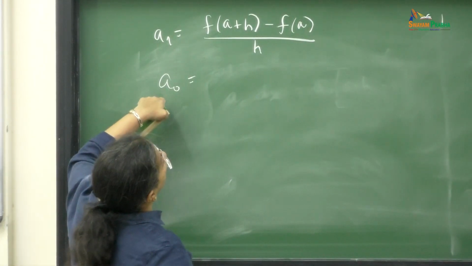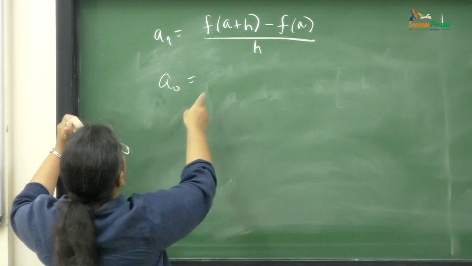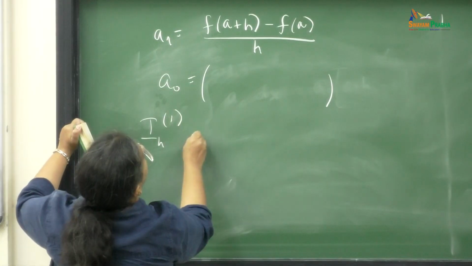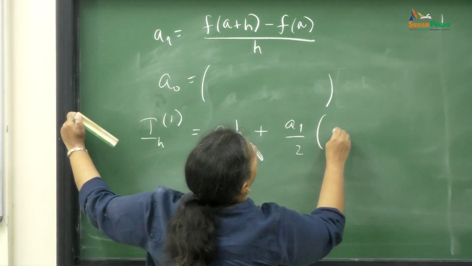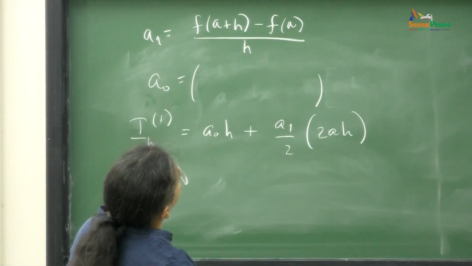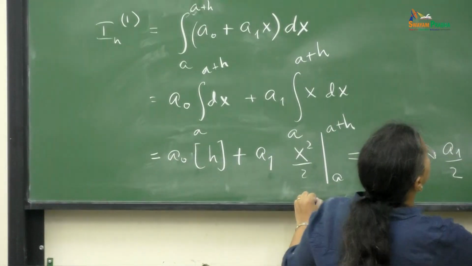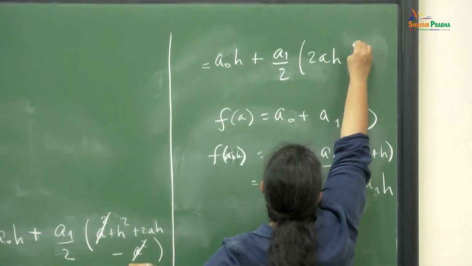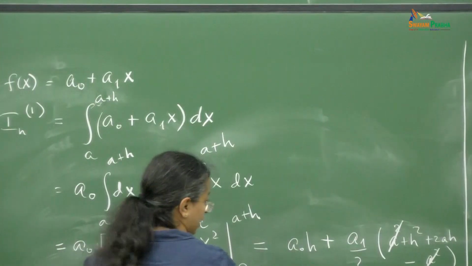Figure it out, and then what do you have to do? Plug it back into this formula, right? So tell me what a0 is, and then tell me what this formula would be. So you have a0h plus a1 by 2, 2ah. But maybe I need my h square. I need my h square because I have a factor of h here. I can't leave it out. Your a1 has a factor of h there, so I cannot possibly leave that.